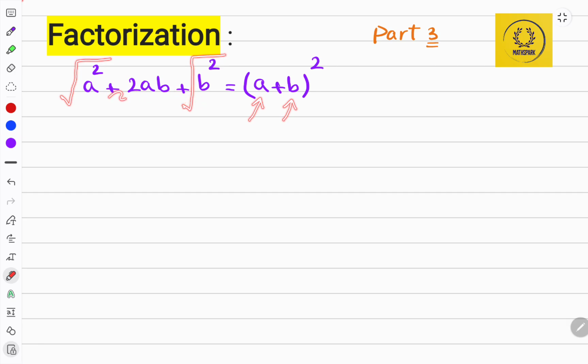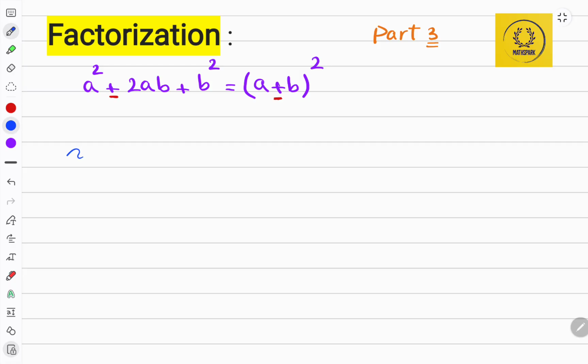And then if you have a positive sign in the middle term, so we have a positive sign here. But if the middle term is negative, so we have a negative sign in front of the second term. Okay, let's solve some examples.